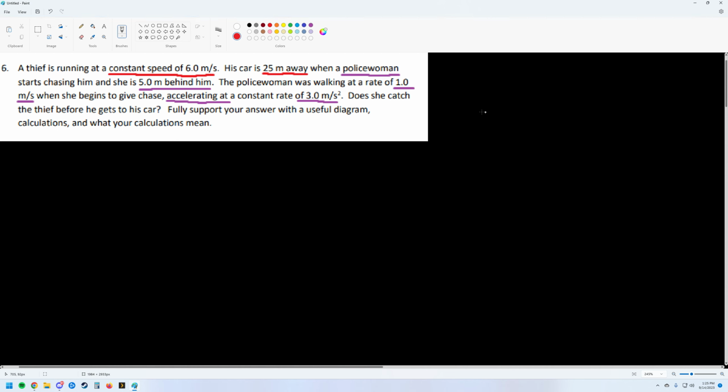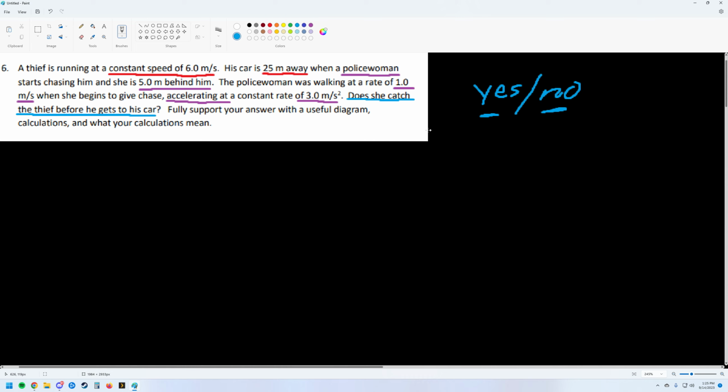Well, first things first, right? What are we trying to find? Does she catch him, right? I guess I don't know. We could change this to blue. Does she catch him before he gets to the car? So we're looking for a yes or no, right?